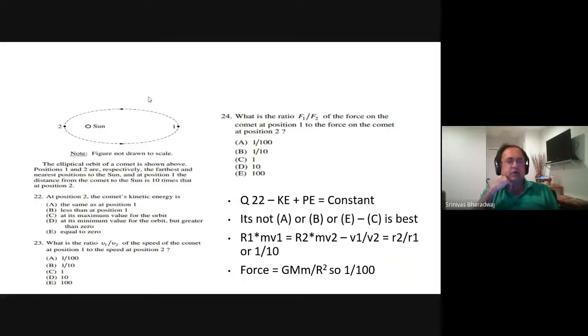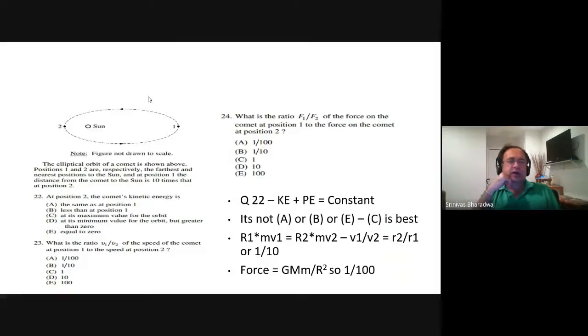So the comet's kinetic energy, there is total energy conservation, right? Therefore, the comet's kinetic energy is maximum at 2. It's going to be moving the fastest at 2 because v times r is a constant. So 10 times faster at 2 compared to at 1, right? So mvr is a constant, right?